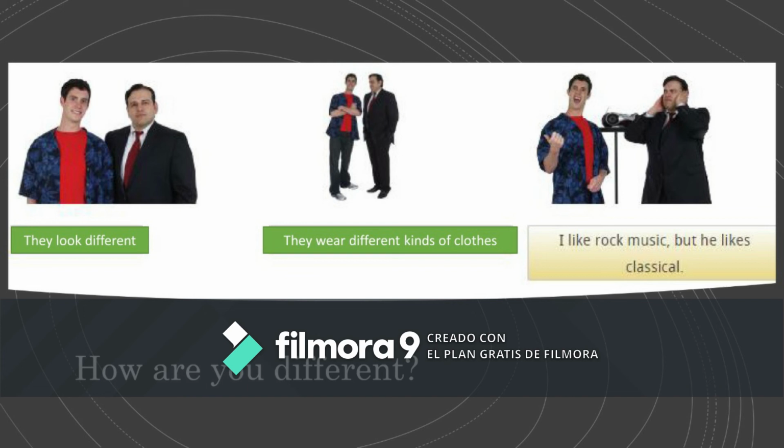Okay, we want to talk about differences now. In this case, in the picture number one, we can see that they look different. Why? Because they're using different clothes. One of them has more hair and something like that, right? Also, in the picture number two, we can say that they wear different kinds of clothes. Why? Because his dad is using formal clothes, while his son is using casual clothes.